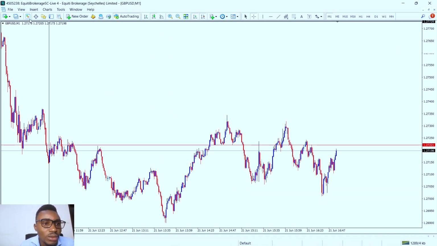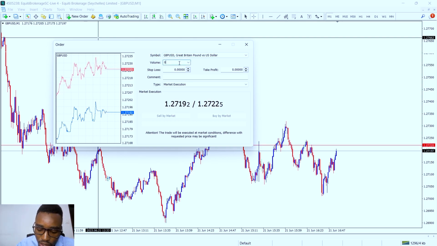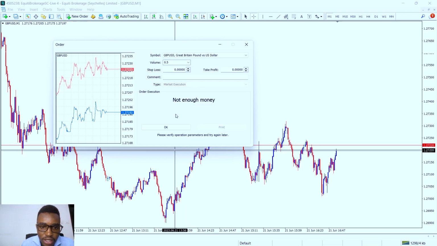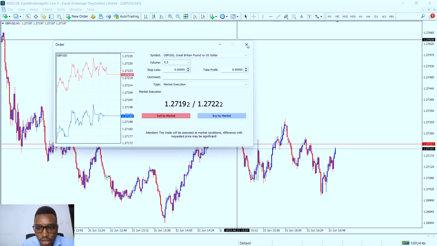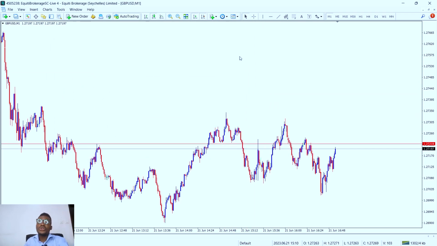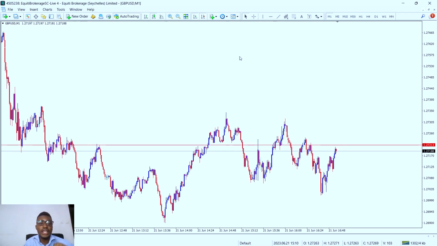Back to equity, new order. Now come to volume. Now I'll be using 0.5 as calculated. So I've placed my trade. So remember to set your stop loss, remember to set your take profit, and your stop loss has to be 20 pips as already determined and as calculated through the lot position size calculator.